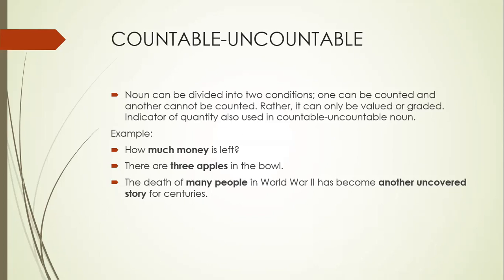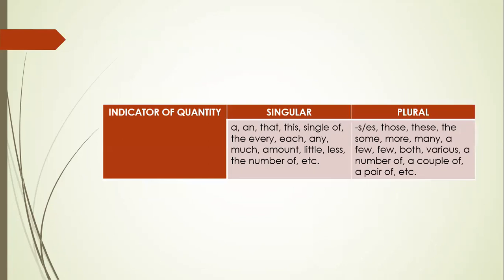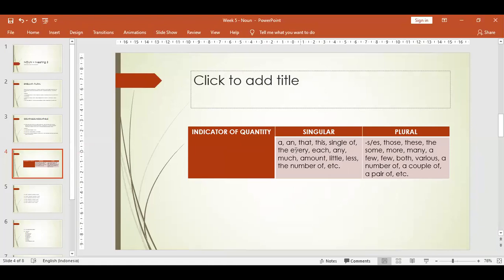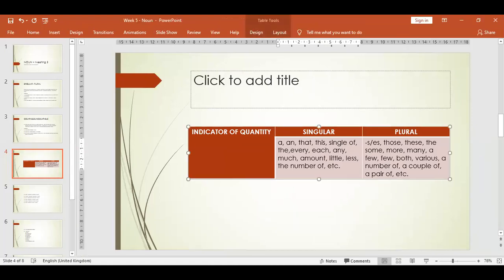And then there are three apples in the bowl. The death of, nah ini many people ya, karena people atau orang itu bisa dihitung, we use many instead of much. In World War II has become another untold story for centuries. These are the indicators of quantity for singular and plural. For singular ada a, an, that, this, single of, every, ya. Each, any, ini maksudnya the ya, sorry. I will change it or revise it a little bit. So single of, the, every, each, any, much, amount, little, less, the number of, etc.